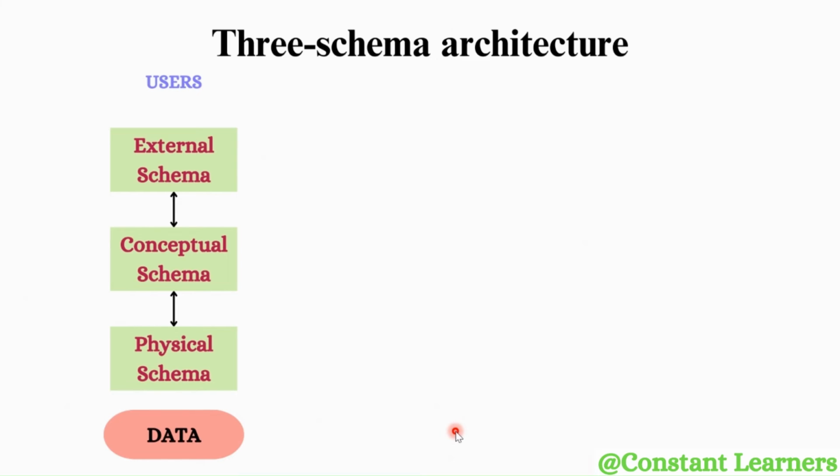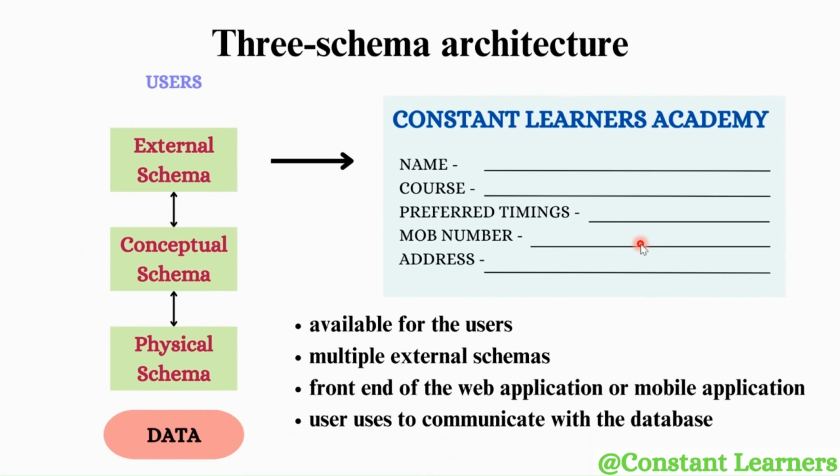Now, in the previous video, we've already discussed the three schema architecture. If you haven't watched it, please do so. I've explained in detail what are the three schemas in the three schema architecture, what is data independence, what is data abstraction, and what is data mapping. In short, the external schema, conceptual schema, and physical schema. These are the three schemas in three schema architecture of DBMS.